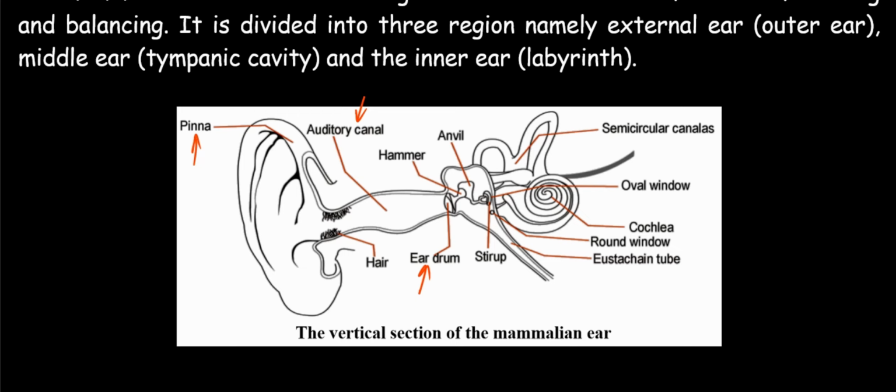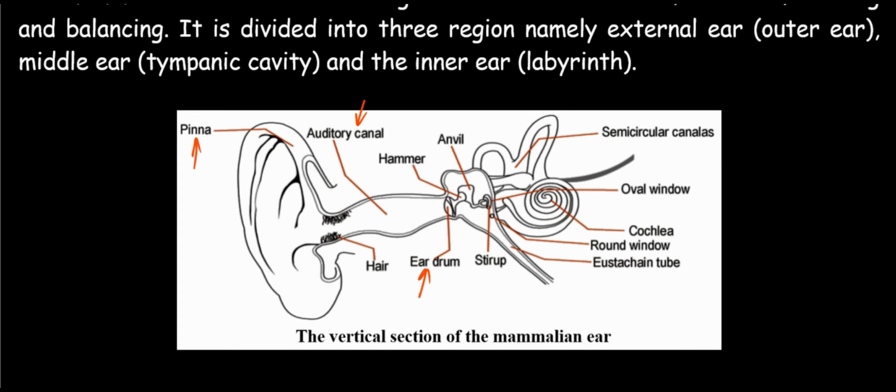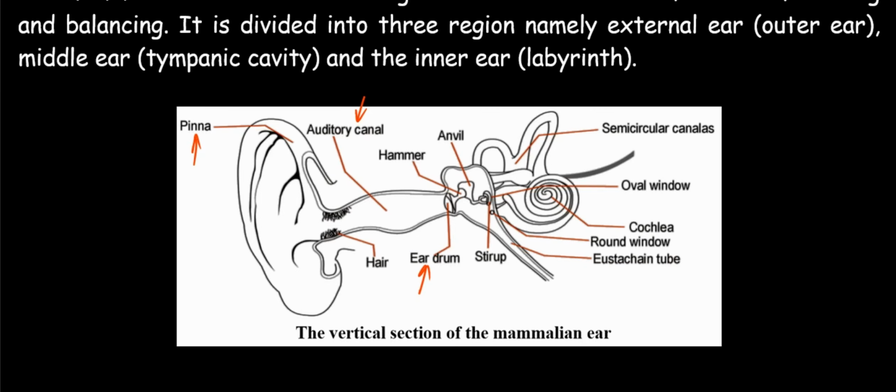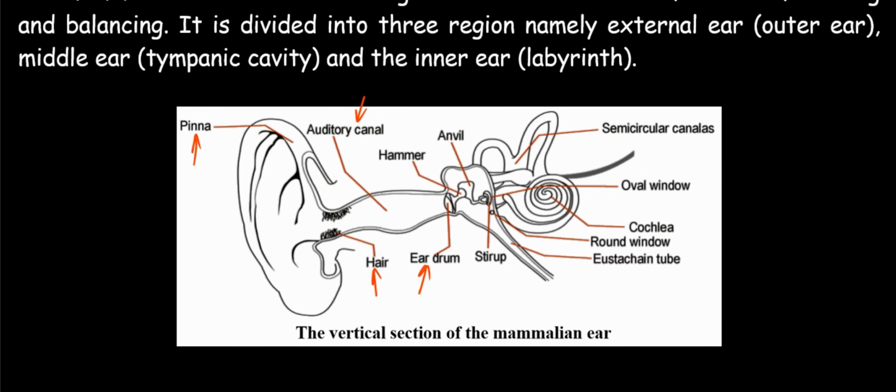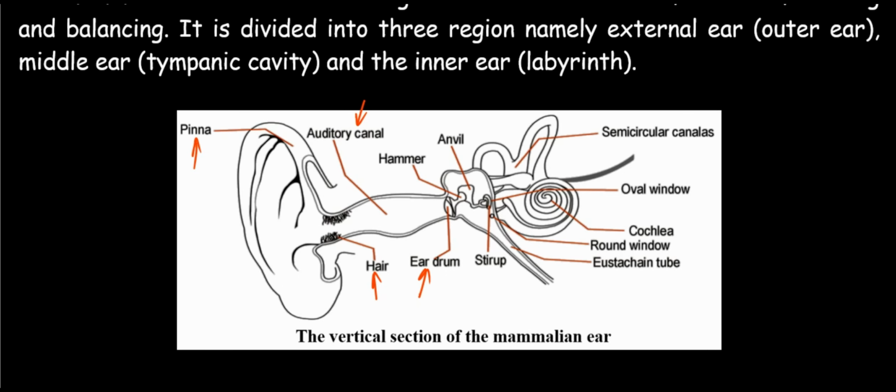Now the next part is the auditory canal or ear tube. This is a narrow passage, and this narrow passage contains glands that produce wax. It also contains fine hairs, and these fine hairs help to prevent tiny insects, dust, and germs from entering the ear. And the last part of the outer ear we'll be looking at is the tympanic membrane or the eardrum.